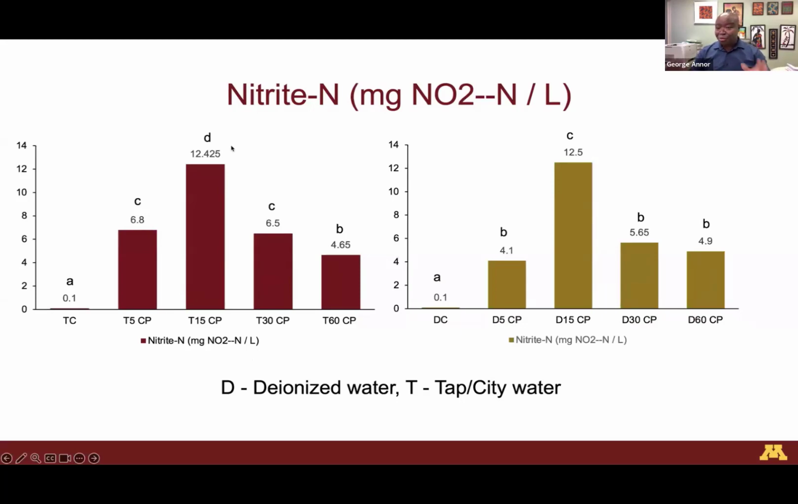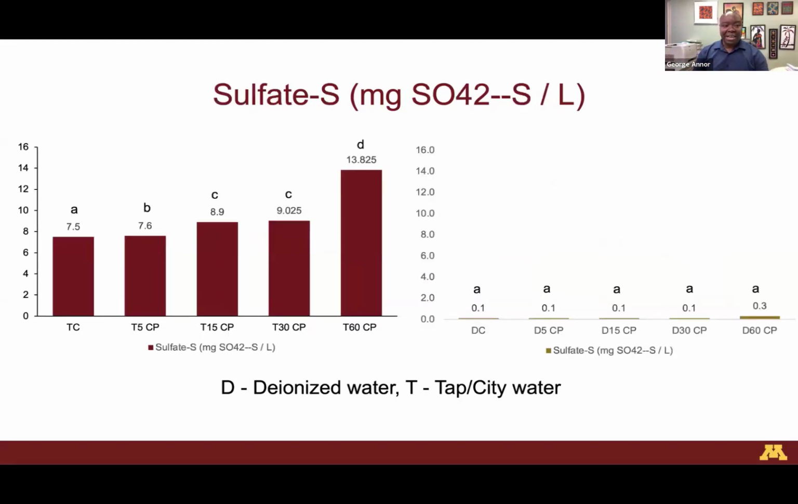Nitrite increased to a peak around 15 minutes. Then we saw a reduction of nitrites in the water. But we know that when we're losing this nitrite, it is actually maybe contributing to the amount of nitrate that we have in the water, because nitrite is an intermediate product from the conversion of ammonia to nitrates. So this is what we found when it comes to nitrate.